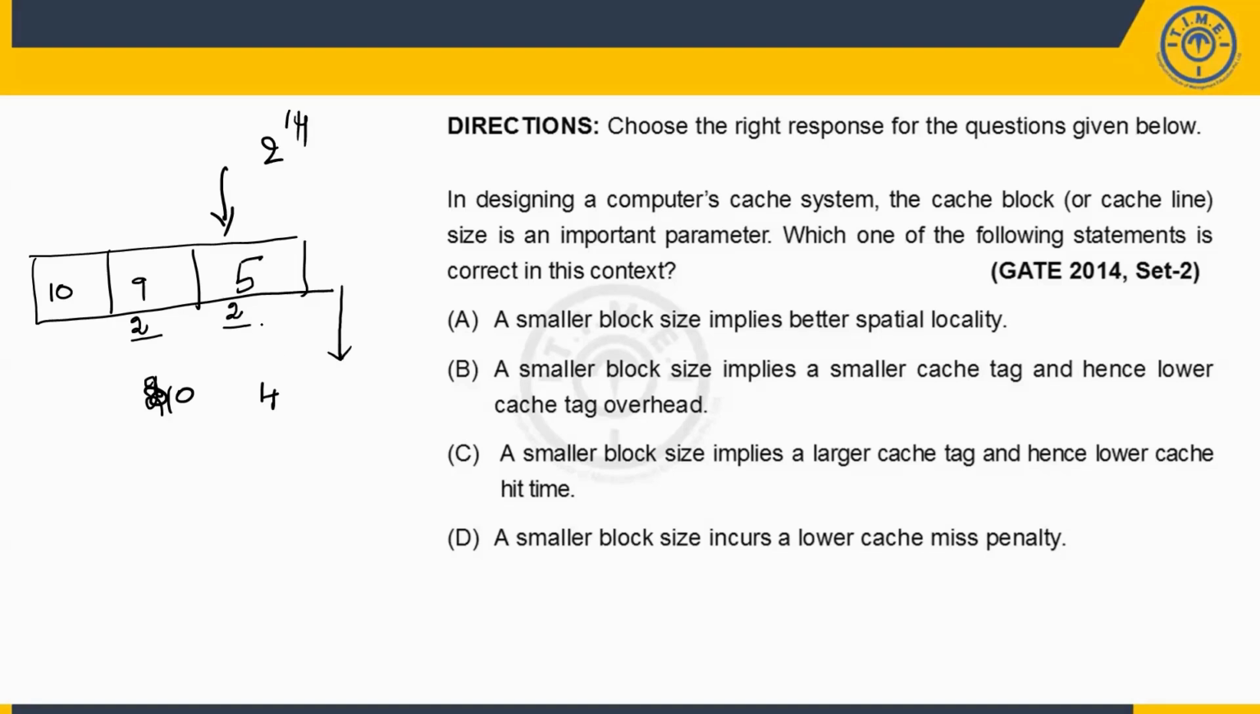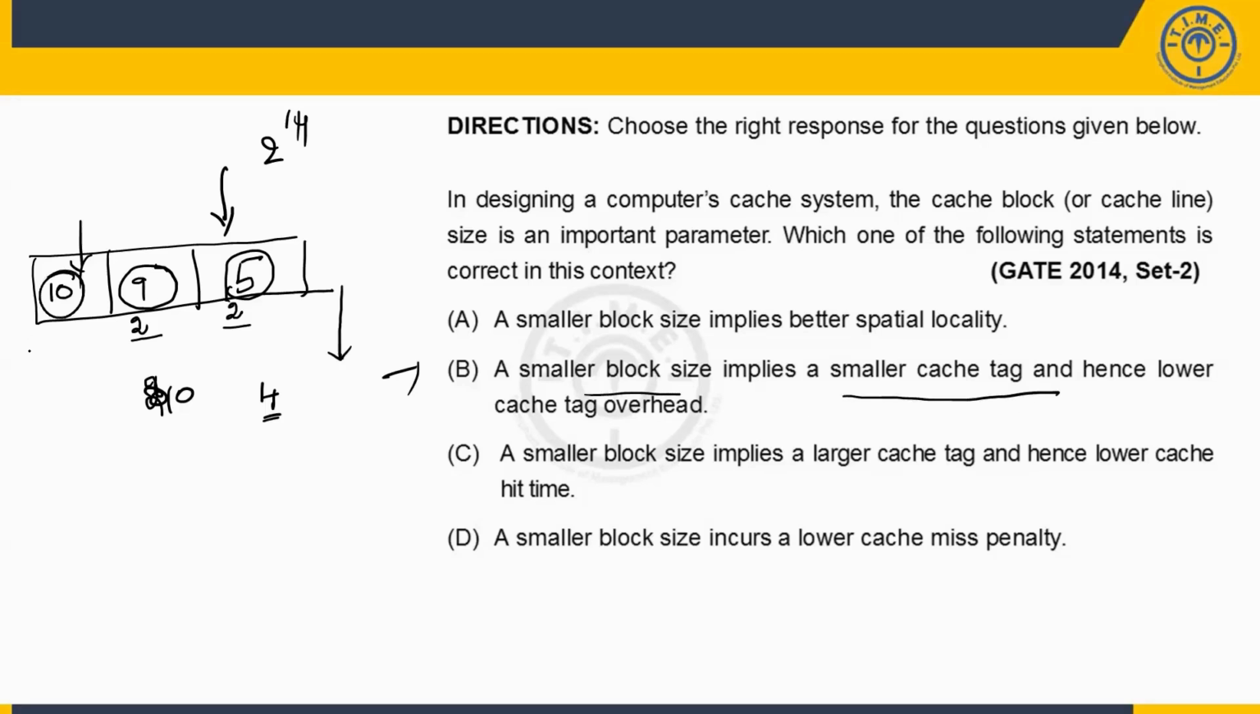Now what I did is, I reduced the size of the block from 2 power 5 to 2 power 4. That will affect the total number of blocks in the cache memory, right? Did you understand? Yes, sir. It's clear, right? So when you affect the size of the block, the number of blocks will get affected, but not the tag.